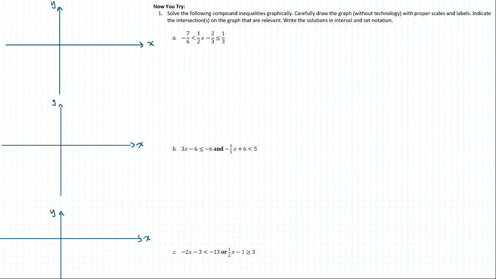Try problems. Your goal is to solve the following compound inequalities graphically, and still we have the three-part inequality, inequalities connected by "and", inequalities connected by "or", all together in the now-you-try type of problems. Your goal is still to graph without technology with proper scale and labels, and find the intersections on the graph that are relevant in order for us to find the solution and eventually write the solution in interval and set notation.